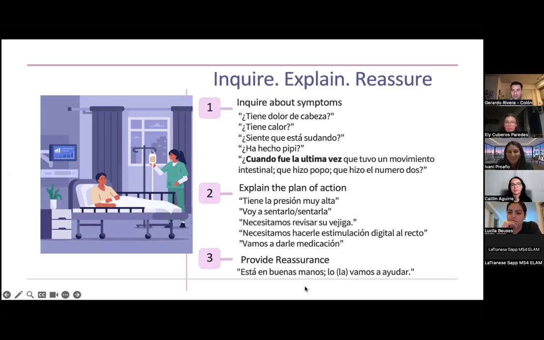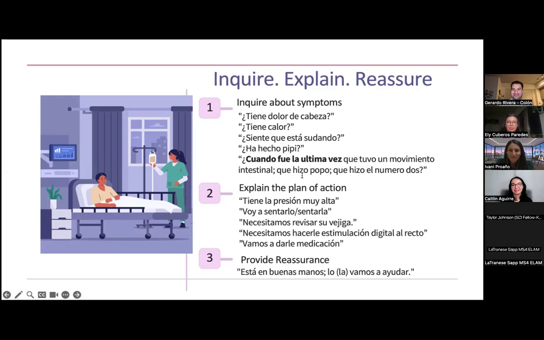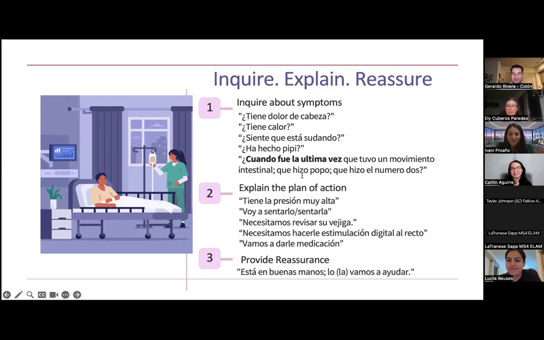Hi, it's Taylor. I'm one of the SCI fellows at Kessler. Great job, Ivani. As Ivani mentioned, we rotated together on an SCI service earlier this year. She did strong work, and we had lots of educational cases that month.